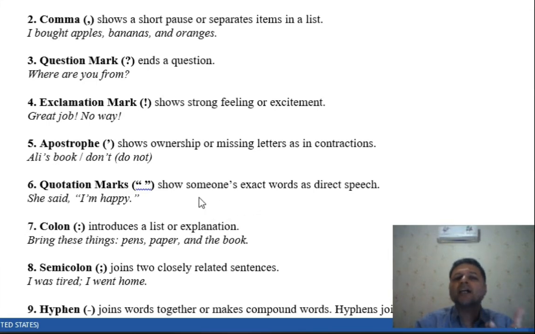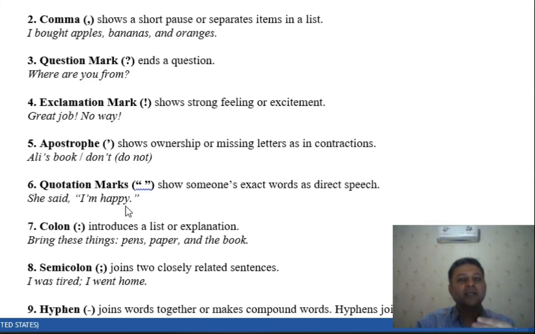It just shows someone's exact words, like in direct speech. Actually, we use quotation marks, but in reported speech, we drop them, right? Like she said, there's a comma here. Note it, please. And then a pair of opening quotation marks actually starts the quotation, and then another pair ends it. We call it closing quotation marks, right?